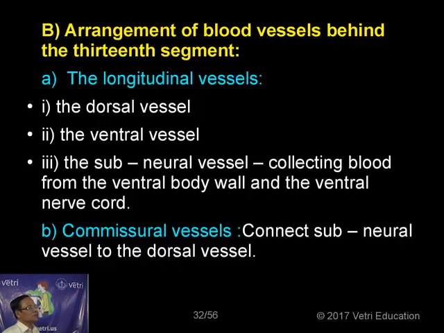Now what are the commissural vessels? The commissural vessels are nothing but vessels connecting, some in the form of rings. So they connect the subneural vessel to the dorsal vessel. The subneural vessel, the third one, collects blood from the ventral body wall and the nerve cord. Now the subneural vessel is connected to the dorsal blood vessel by means of commissural blood vessels.